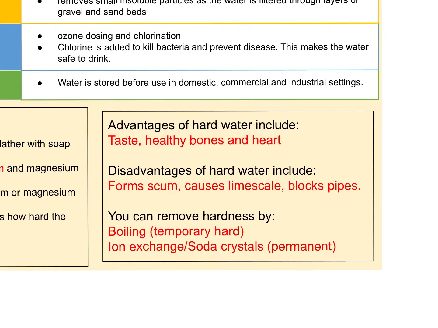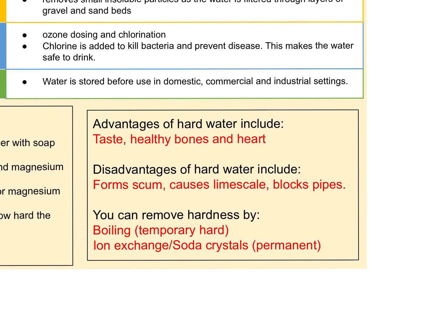Some advantages of hard water include the taste, and it's good for your bones and your heart because it contains calcium 2+ ions. Okay. Disadvantages include forming a scum, causing limescale, and blocked pipes. You can remove hardness by boiling or ion exchange.